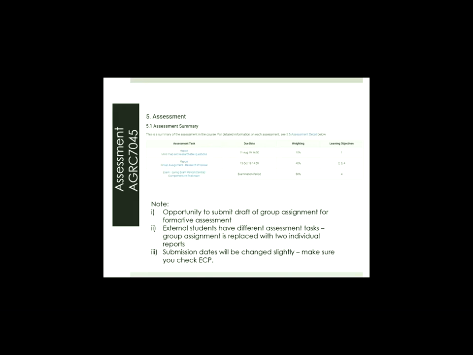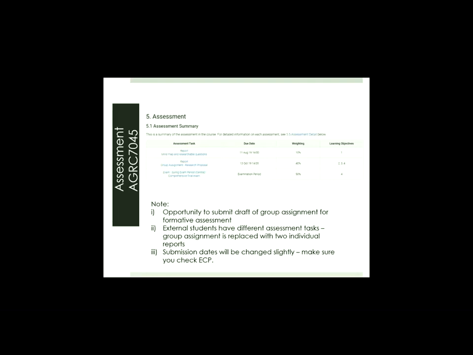All right. Now, just to comment on that, there is an opportunity, if you wish, to submit a draft of that group project assignment partway through the semester. It won't be marked formally, but we give you some feedback about that. If you don't wish to submit that, that's fine, but if you wish to do that, you have the opportunity to submit a draft and get some feedback to see how you're going.